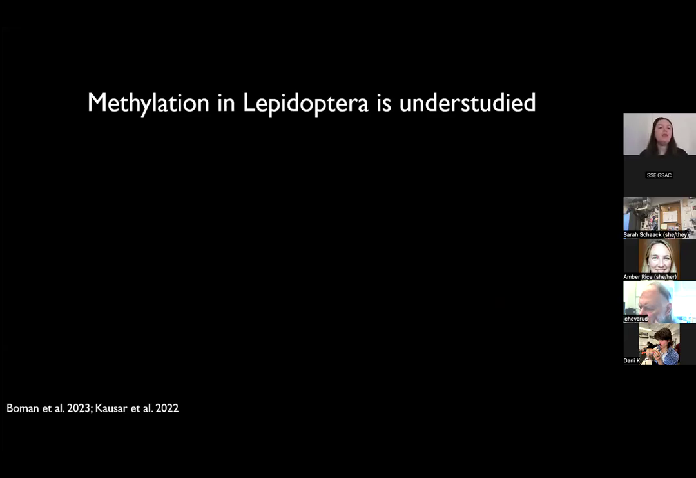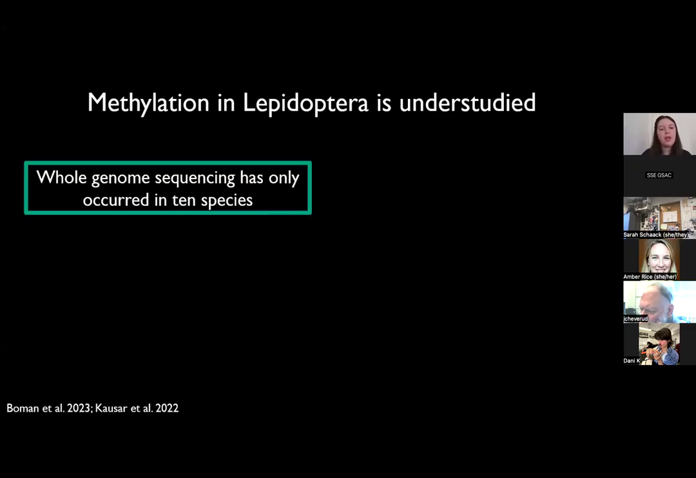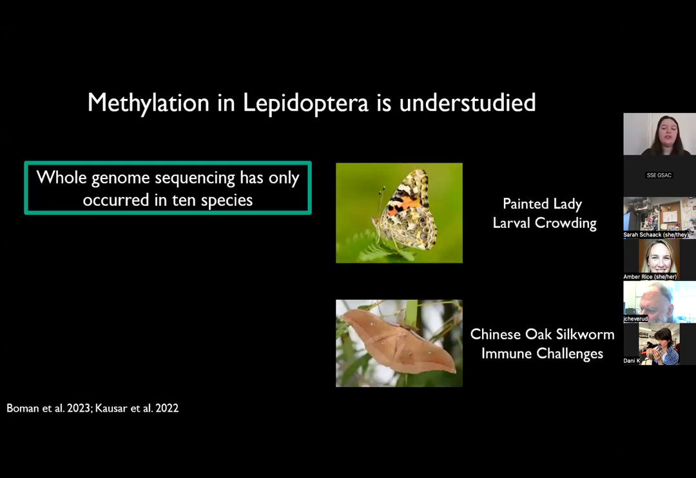Alrighty. So DNA methylation in Lepidoptera, butterflies and moths, is incredibly understudied. Whole genome sequencing has only occurred in a handful of species. So for example, here are two of them, the painted lady and the Chinese oak silkworm. But you can see that whole genome sequencing has occurred in a wide variety of contexts.